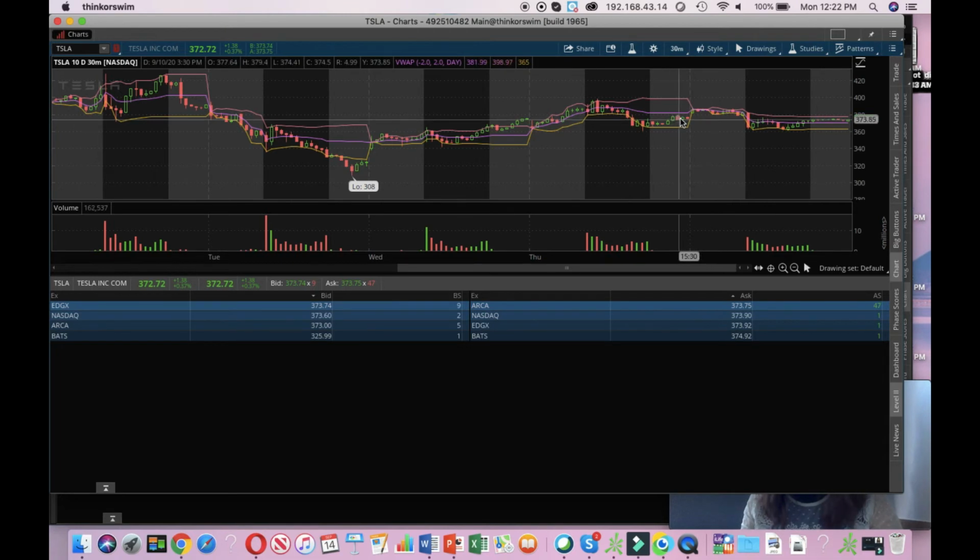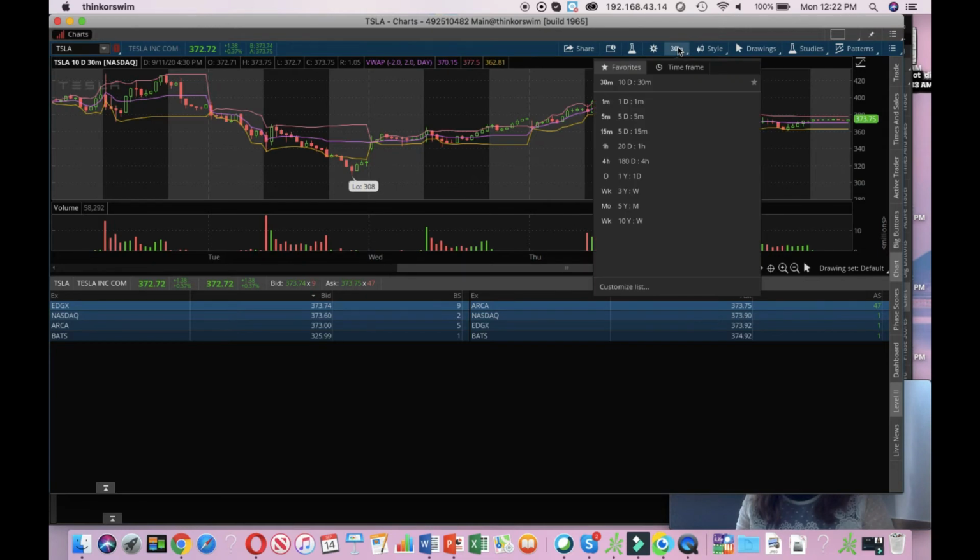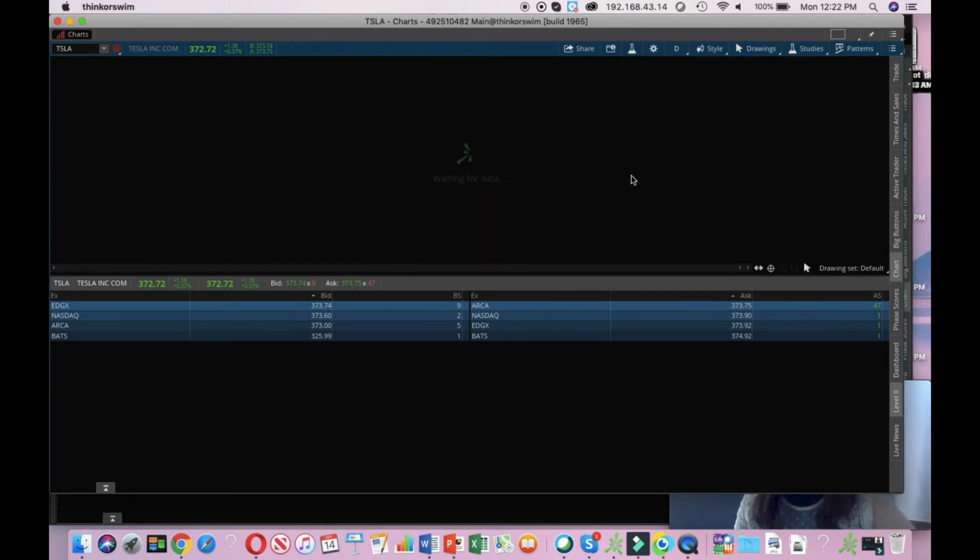Is it a little bit weaker? Is it regaining strength? When a stock goes below VWAP and it recovers, that's usually a bullish signal. When it's been consolidating or maintaining a price and it breaks below, that's usually a bearish signal. And you can look at this also on larger time frames.